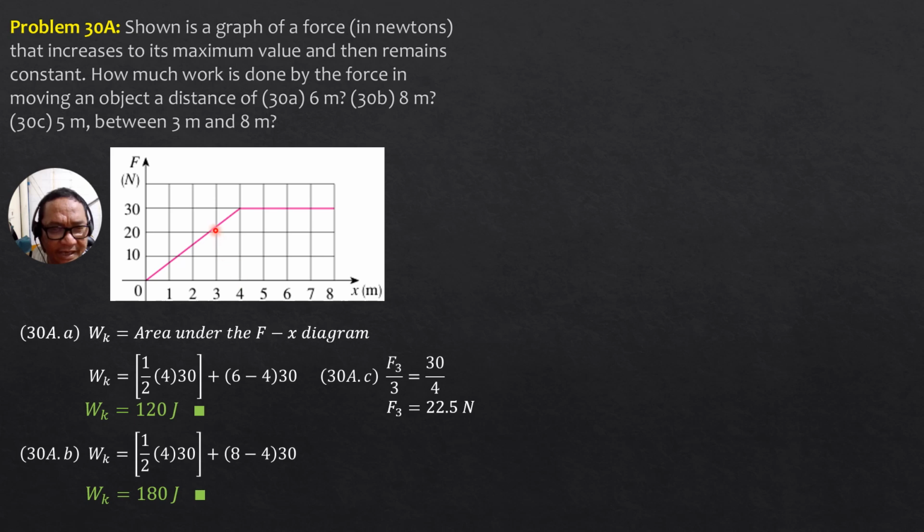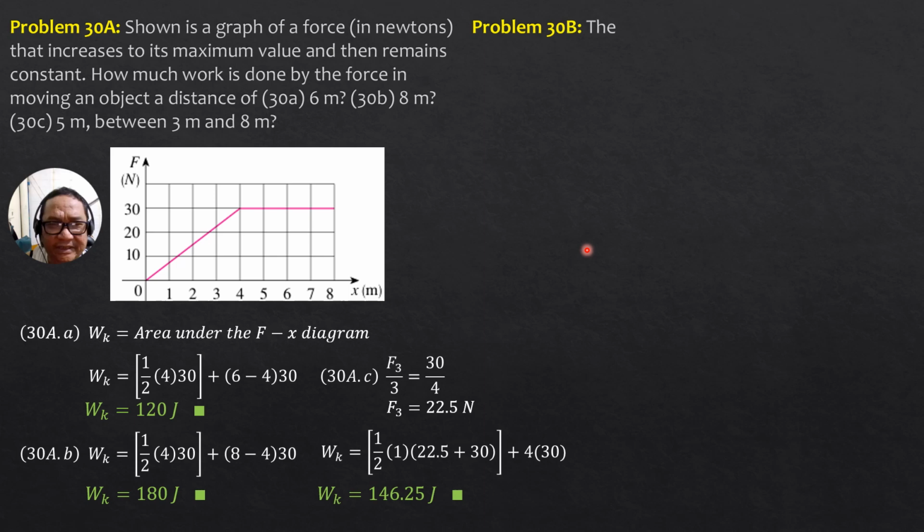So therefore, the area is the area of this trapezoid. That's 1 meter. So 1/2 of quantity 1 plus F3, which is 22.5 plus 30, plus the area of this rectangle, which is 4 meters by 30. So 1/2 of 1 times 22.5 plus 30, plus this rectangle here, 4 times 30. So work is equal to 146.25 joules.